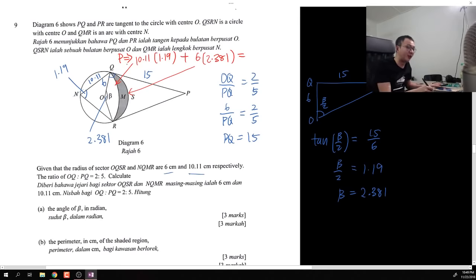If you have no idea what this is, I basically use the formula r theta, because S equals r theta. So 10.11 times 1.19 plus 6 times 2.381. I should get 26.32 cm. Alright, this is how we do this kind of question.